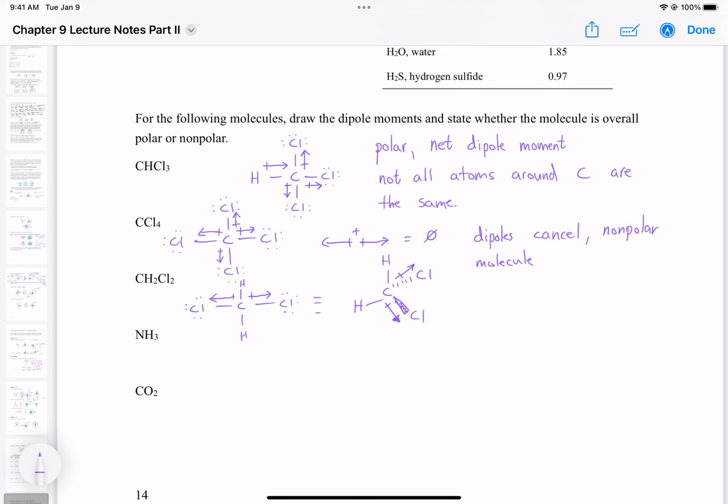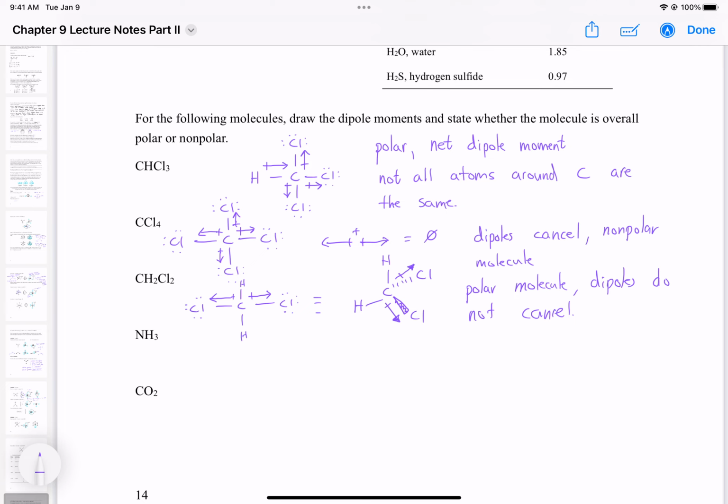So this is why I say, even though they look symmetrical, it's not going to be a nonpolar situation, because not all the bonds are the same. All the bonds have to be the same, then you can say they must cancel each other out. But if they're not all the same, they're not going to cancel each other out. So this is a polar molecule. Okay, dipoles do not cancel. All right, so that's DCM.